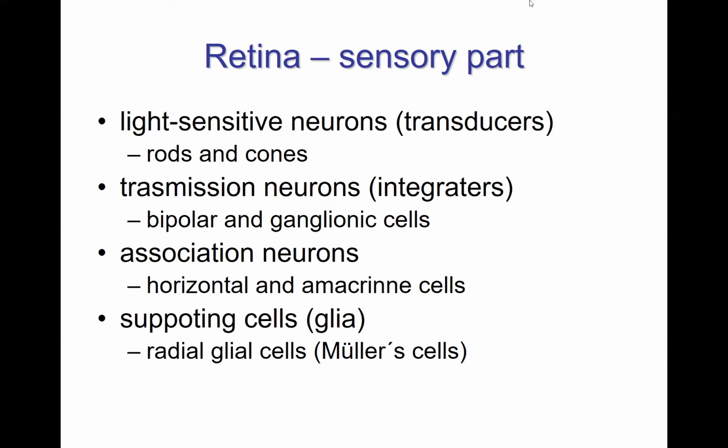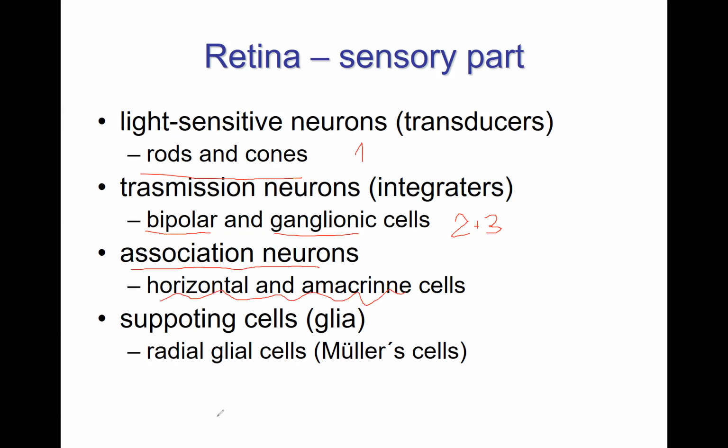Then the other layer, the sensory part. It is composed of rods and cones, so the first order neurons of the optic tract, bipolar cells and retinal ganglionic cells, so the second order and third order neurons of the optic pathway. Then some interneurons, which we call association neurons, horizontal and amacrine. And of course, some glia, supporting cells for nerve cells, and we call them Müller cells.